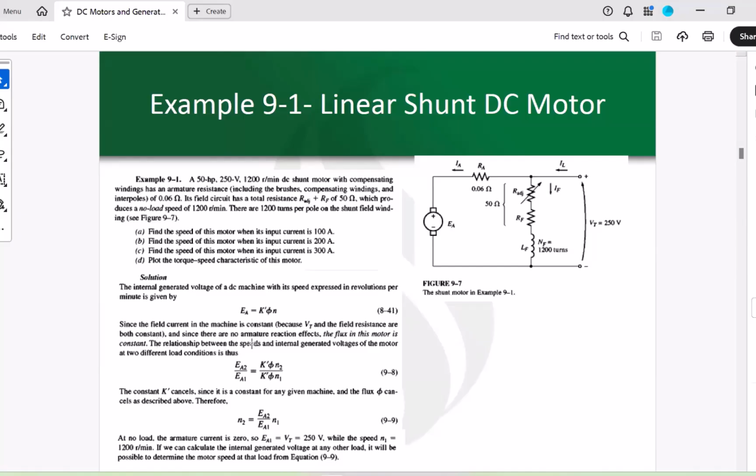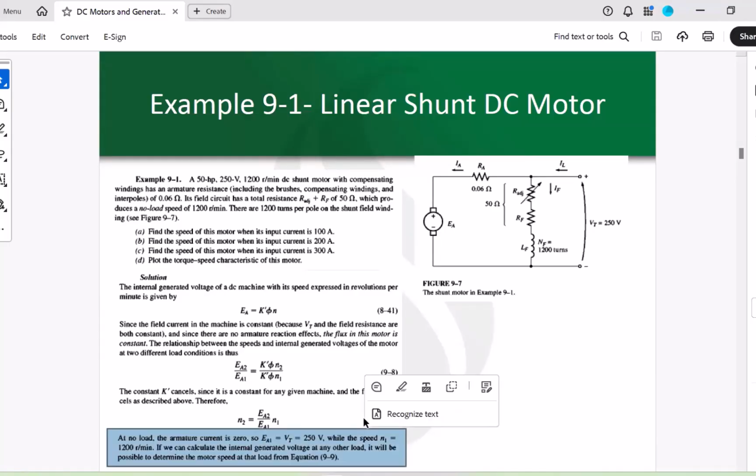Then the relationship between the speeds and internal generated voltages under two different load conditions would be EA2 over EA1 equals K prime phi N2 over K prime phi N1, right? Since both K prime and phi are constant, we can conclude that N in the second condition equals E in the second condition over E in the first condition times N1. Easy.